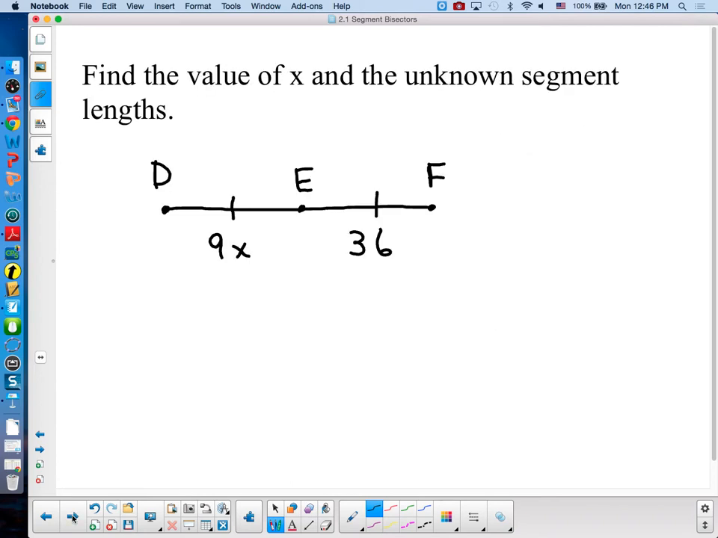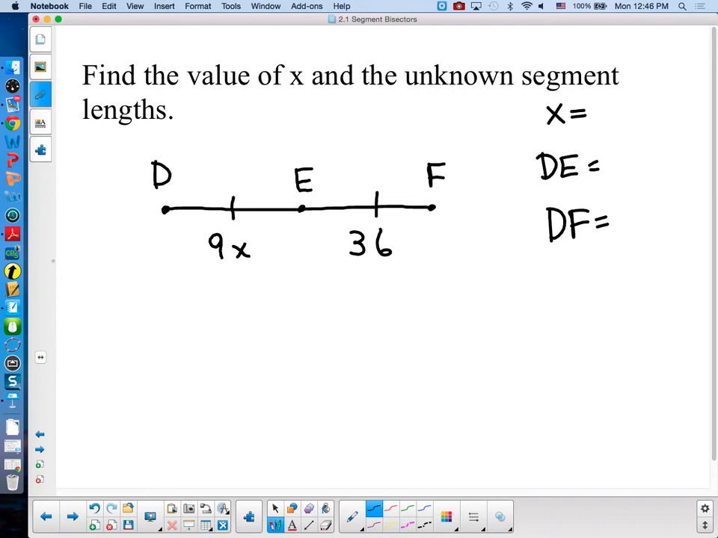How about this one? Find what X is. And then the segment lengths, DE and DF. So figure out X, DE, and DF. Pay attention to the markings. See the tick marks in the picture?